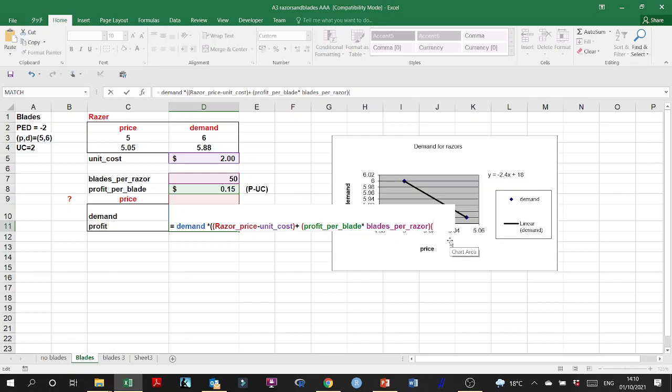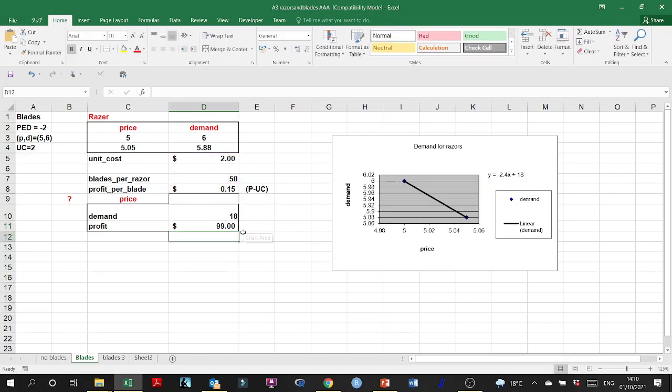So let's see if it's going to work nicely. It's just a new arrangement. You could arrange it this way, demand times the whole thing, or you could put demand times razor price minus unit cost, just like how we've done earlier, plus demand times this and that. So let's do it this way for now. And now let's run the solver so that we can find the price.